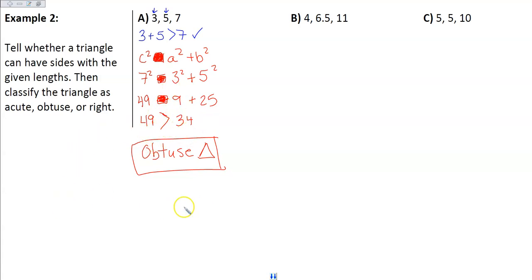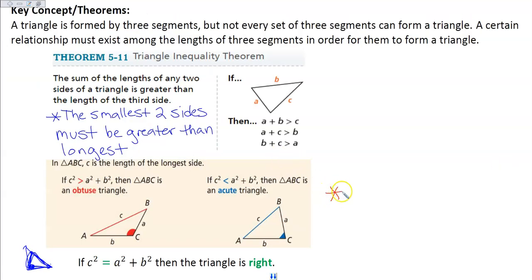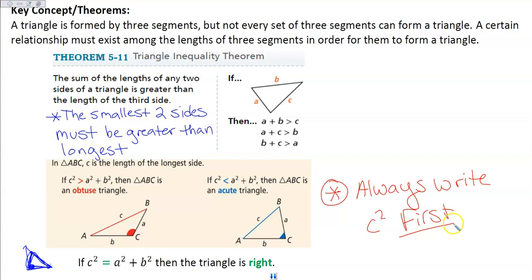If I wrote this the other way, and you don't have to write this down, I would have 34 is less than 49. This is still C squared. C squared is still bigger than A squared plus B squared, but this sign makes you think acute because it's less than. So this is why we always write C squared first. So I want you to make that note. Actually, I'm going to kind of come back here. I want you to make a note somewhere in this box that we always want to write C squared first. Okay, so make this note somewhere up here in this box or somewhere near this theorem.